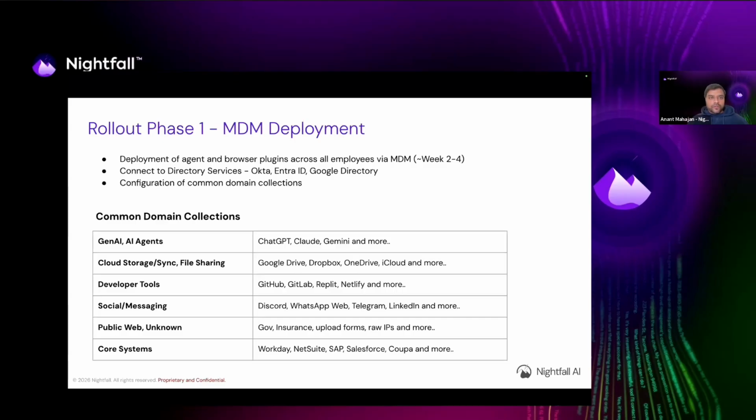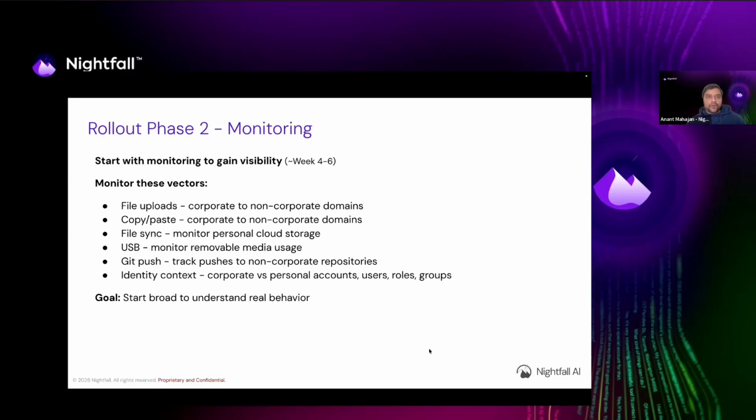Additionally, we also recommend you connect with your directory services, right? So that gives you the intelligence, the context and richness that you need to create those tailored policies. And there are some common domain collections across Gen AI assistants, across any CRM or ticketing tools, across the developer tools, social media, and so forth. So we can work with you to help you define these from the get-go.